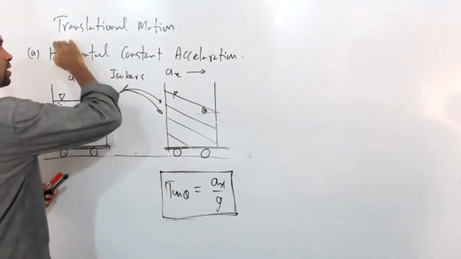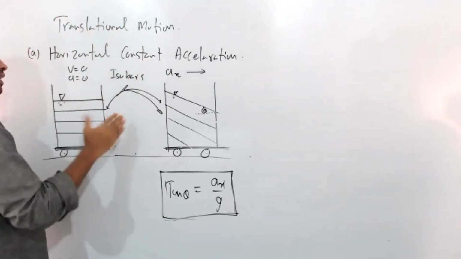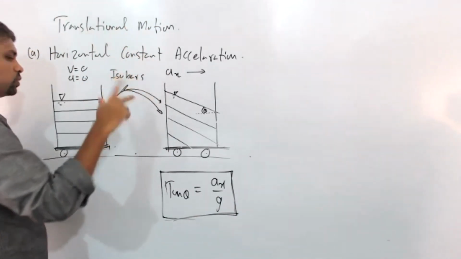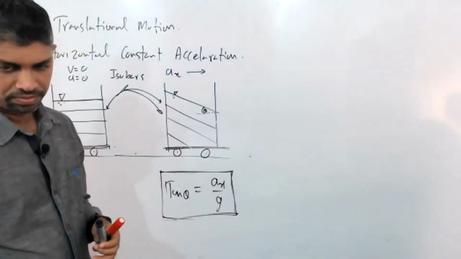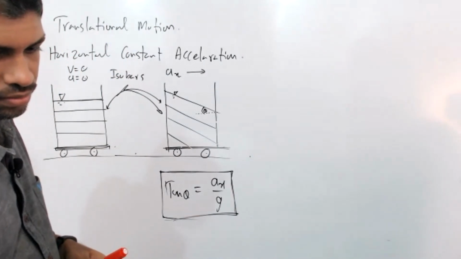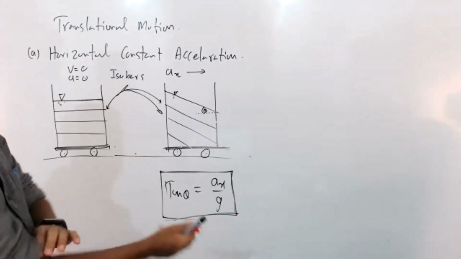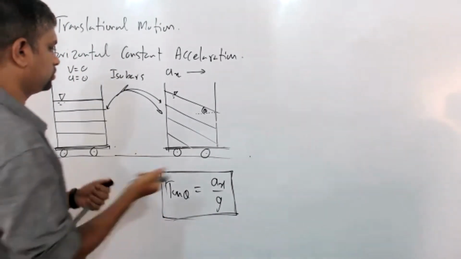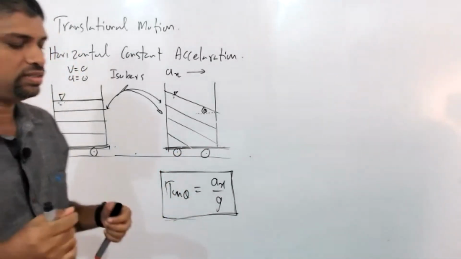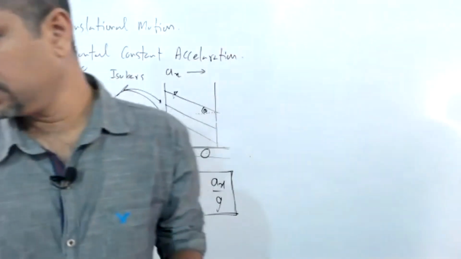So the first case is the translational motion. We have considered horizontal acceleration. Then we are going to look at the vertical acceleration. Then we are going to look at a combination of both horizontal and vertical acceleration. Shall we draw this diagram and copy this down? Actual analysis is based on calculus. It is based on multivariable calculus, total differentiation, gradient and all.